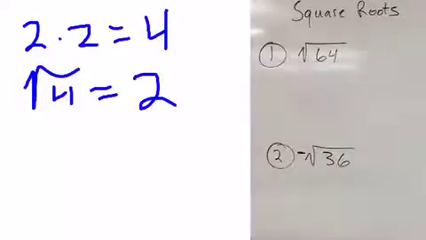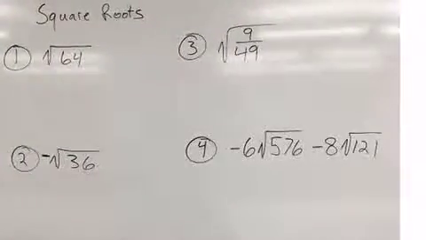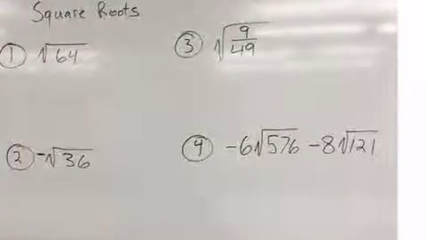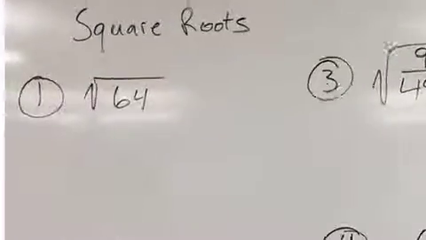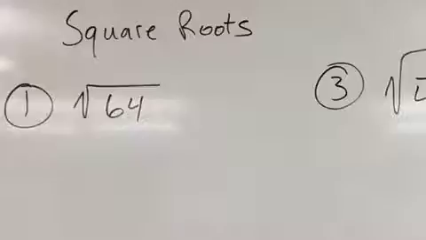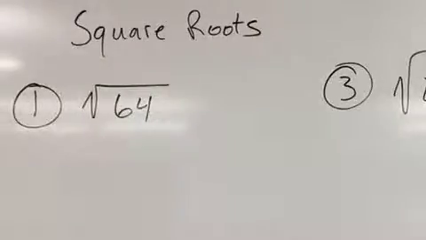So if I come back here, and I'm looking at the square root of 64. What number times itself equals 64? If we think about our times tables, 8 times 8 is 64. So the square root of 64 is 8. All right.